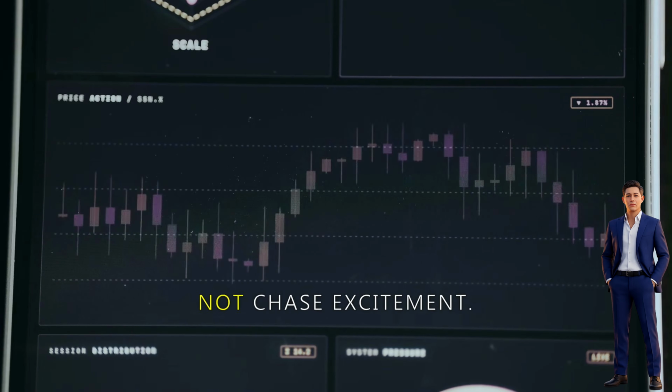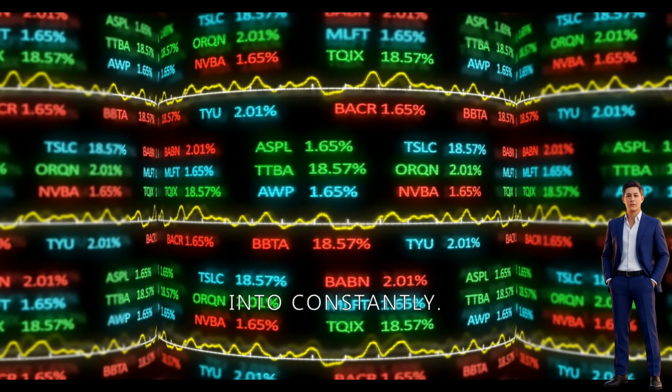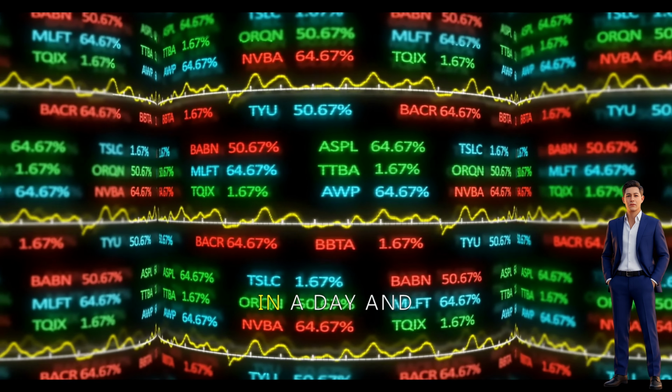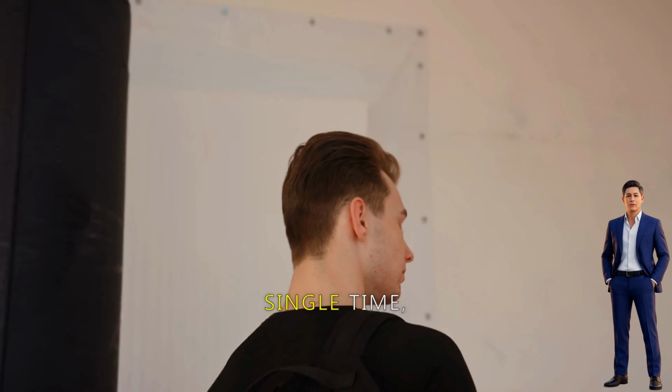Fourth, do not chase excitement. This is a trap that beginners fall into constantly. They see some stock up 200% in a day and think that is where the money is. But those situations often come with extreme risk, poor liquidity, and the kind of volatility that can wipe out a beginner in minutes. You are far better off trading setups with smaller percentage moves, but highly repeatable positive expected value. Consistency beats fireworks every single time.